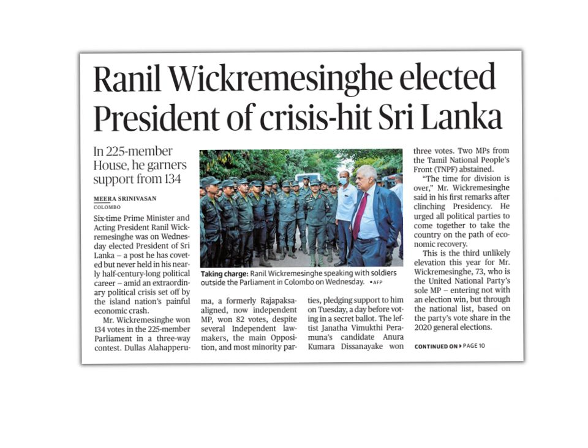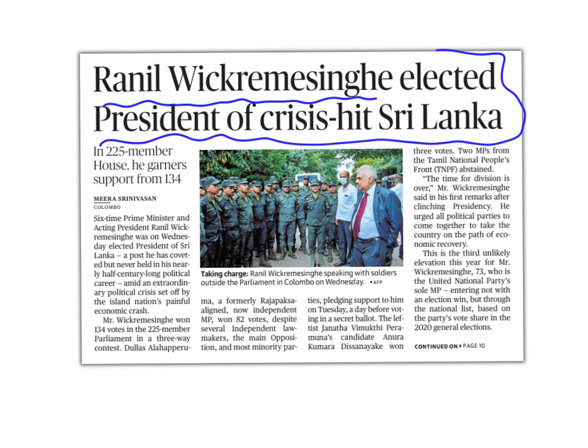The last article of the day is about Ranil Wickremesinghe. It is a simple news item. Just remember, he is the new president of Sri Lanka. After Gotabaya Rajapaksa, Ranil Wickremesinghe has been elected as the president of Sri Lanka.